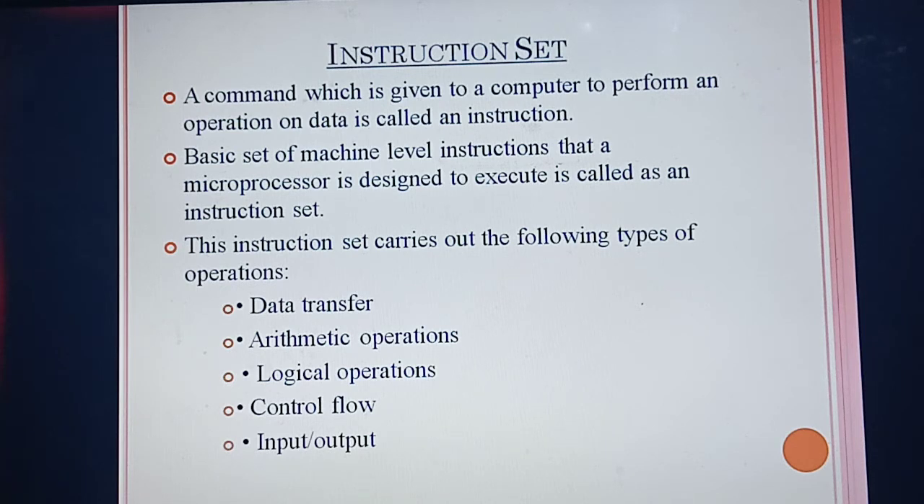Not just one. You have already studied clock speed. It will execute one instruction, then the second instruction, one by one, isn't it? But here a set of machine level instructions is executed by whom? The microprocessor. So that set of instructions is called what? Instruction set. Understood? Okay.